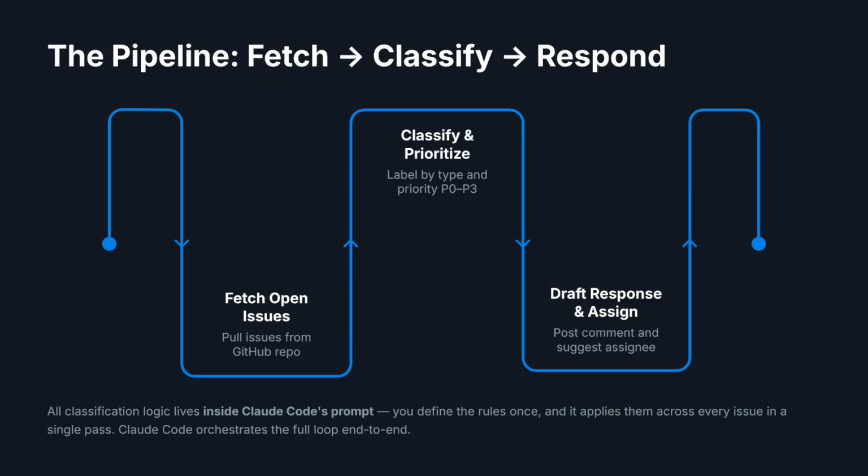Here's how the whole thing flows. First we fetch all the open issues. Then Claude Code classifies each one, bug, feature request, question, and assigns a priority. Finally, it drafts a response comment and suggests who should own it. Notice that all the classification logic lives right in the prompt. You write the rules once and it just applies them across everything. That's all you need to know.